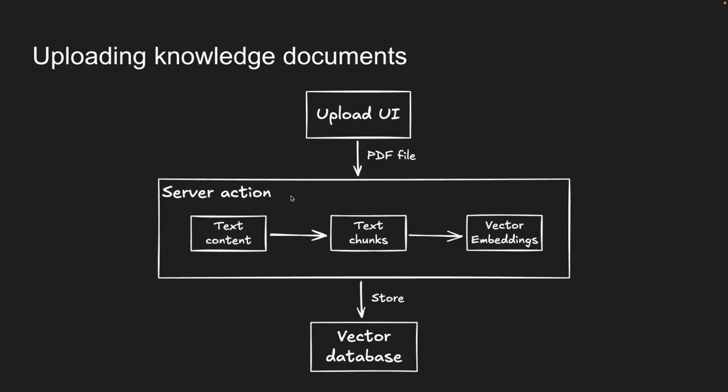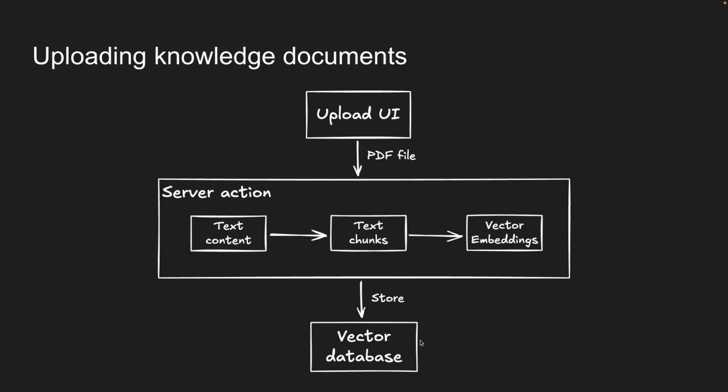The server action will extract the text from the uploaded PDF, chunk it into smaller pieces, and then convert those chunks into vector embeddings using OpenAI's embedding model. Chunking helps improve the accuracy and efficiency of semantic search and is a crucial step in RAG.